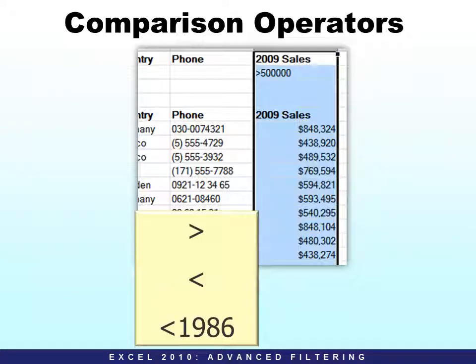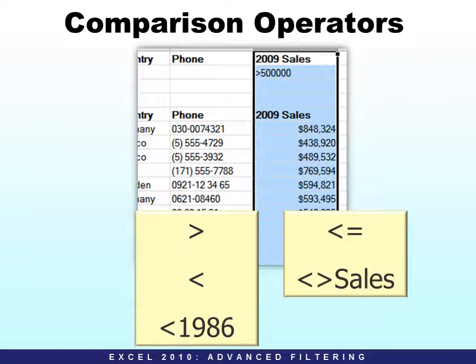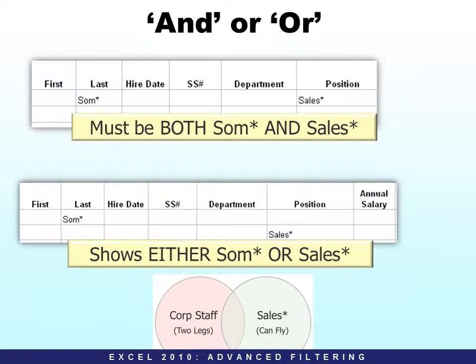You can also use comparison operators. For example, in this case, I want to find all sales greater than 500,000. So I can use greater than, less than, before, as in a date, and greater than or equal to. And this means not sales, anything except sales. You can also use the and or. It just looks a little bit different here.